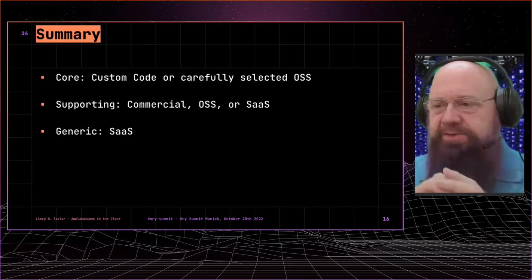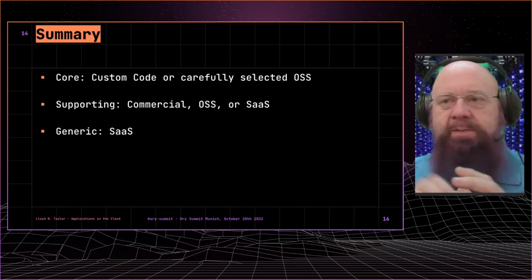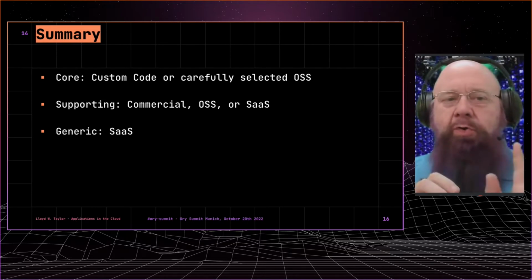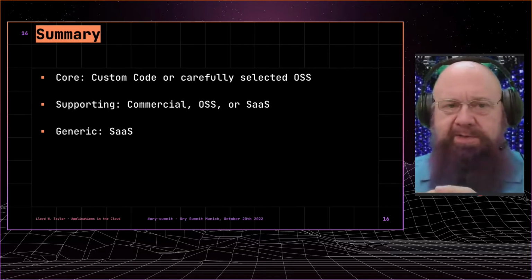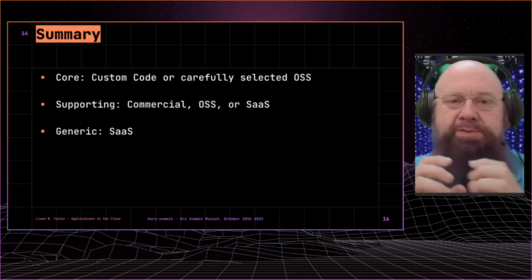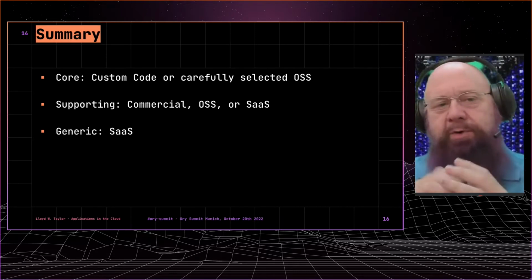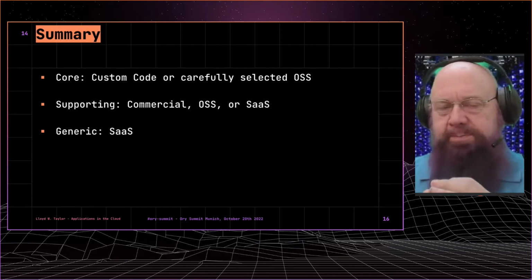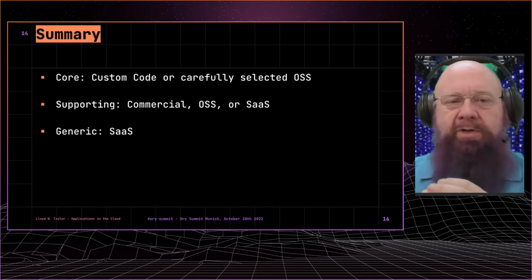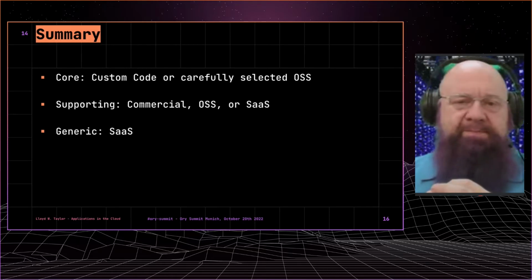So in summary, if you look at all these numbers, and I realize we've just gone through an entire semester in about 20 minutes: for core, almost always custom code or very carefully selected OSS modules. Those are the things that you're using to deliver value to your customers. For supporting software, almost never custom code. Commercial code, OSS, or SaaS all makes sense. And for generic code in today's world, there's absolutely no reason not to use SaaS. It's not anything that makes a financial difference to your company.